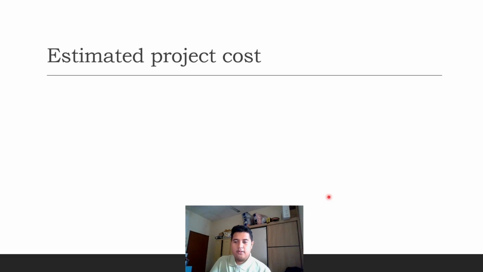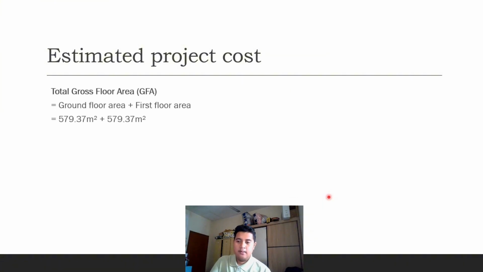Okay, so now let's look at the estimated project cost from the numbers that we got earlier. The first one is the total gross floor area. What we do is we just total the ground floor area and the first floor area. We add up both of these areas, and we get 1158.74 meters squared. So that is the total gross floor area.